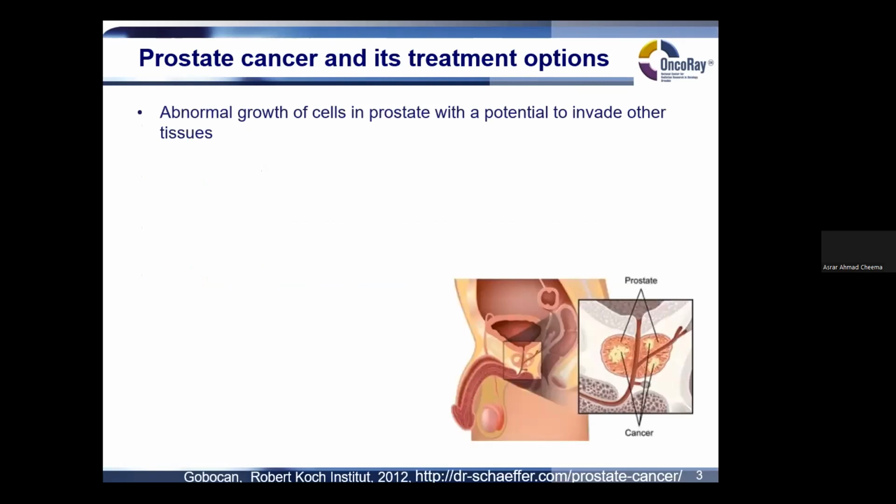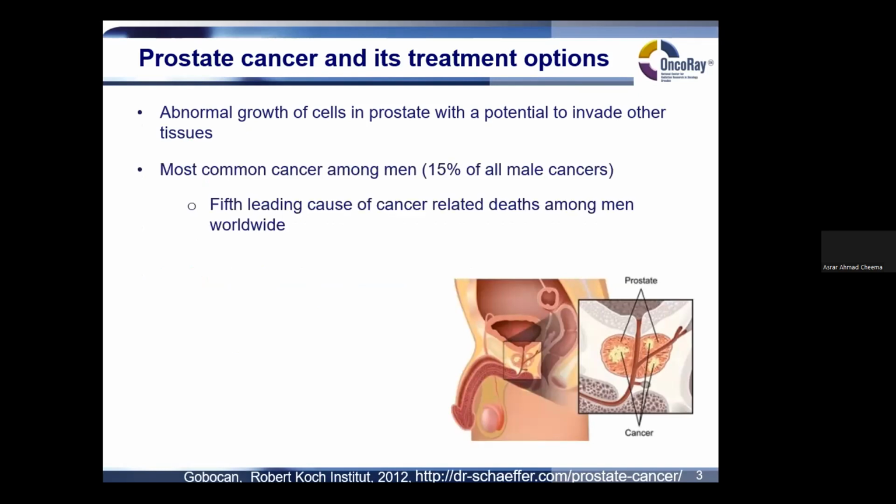Prostate cancer is an abnormal growth of cells in prostate with the potential to invade other tissues. It's the most common cancer among men, 15% of all male cancers. And it is the fifth leading cause of cancer-related deaths among men worldwide, as per Globocan.